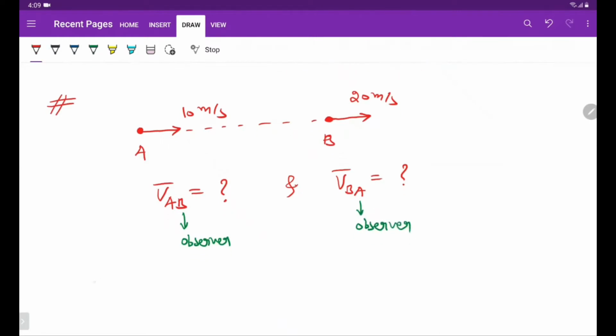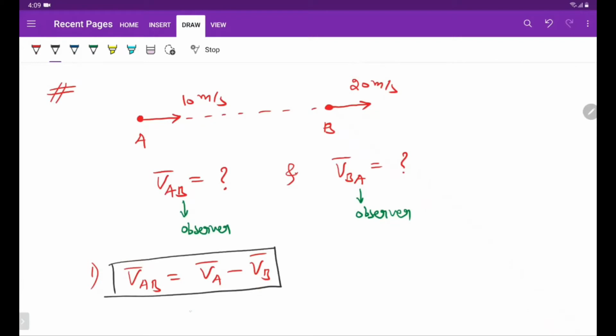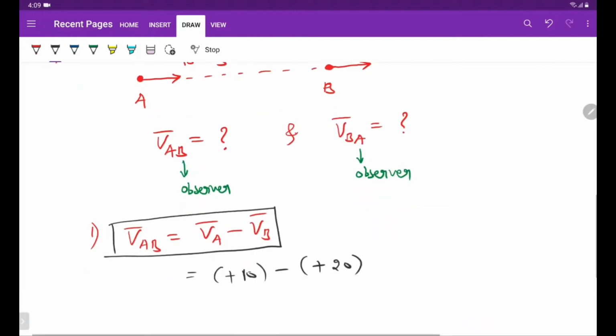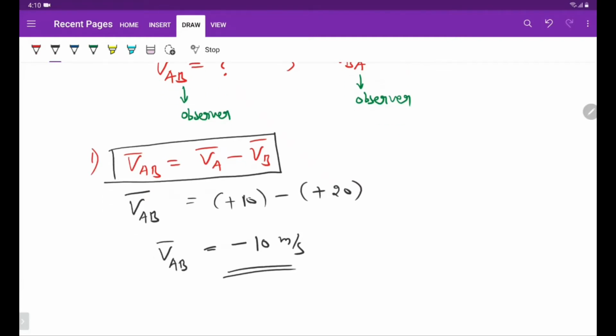Okay, we are going to solve the first question. Velocity of A with respect to B, how much? Here B is the observer. We can write the formula VA bar minus VB bar. Car A is moving right side, car B also moving right side. Substituting, plus 10 minus plus 20. Both are moving right side. So velocity of A with respect to B, we get minus 10 meters per second. So this is the answer.